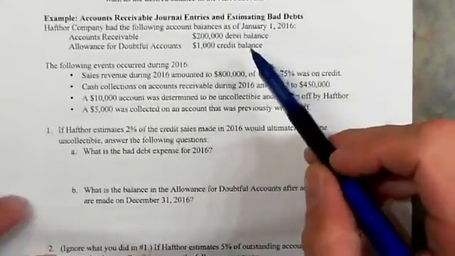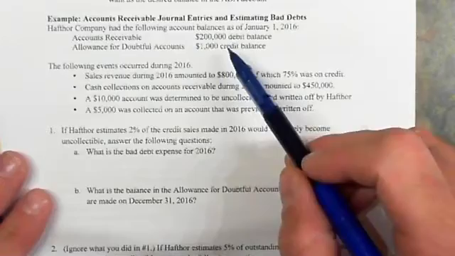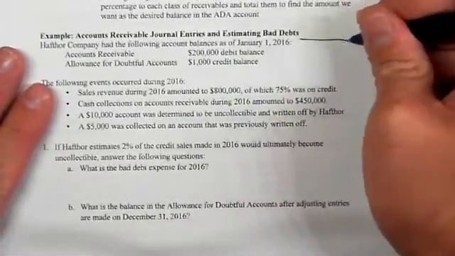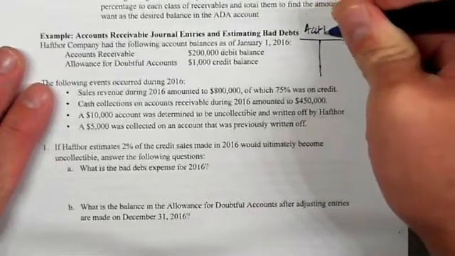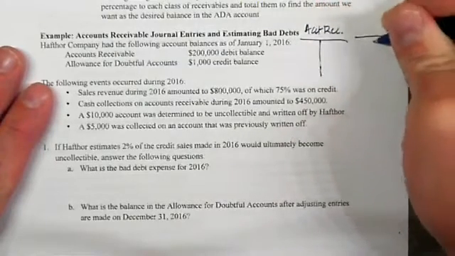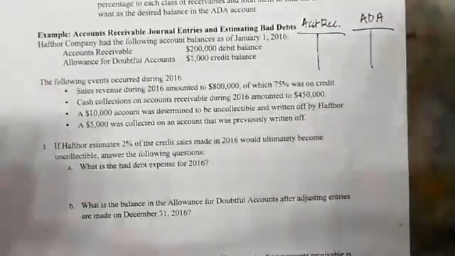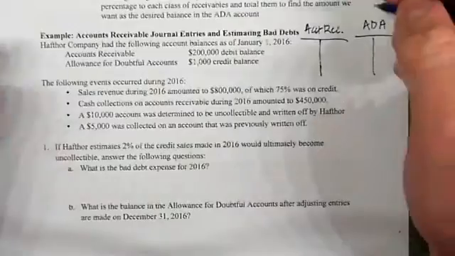I start off with an accounts receivable balance of $200,000, an allowance for doubtful accounts balance of $1,000, and then I have some entries that occur. Now, I'm going to go straight to the T accounts because I have mastered journal entries at this point in my life. You may not want to go so fast. Unless I ask for the journal entries, you don't need to give them to me.